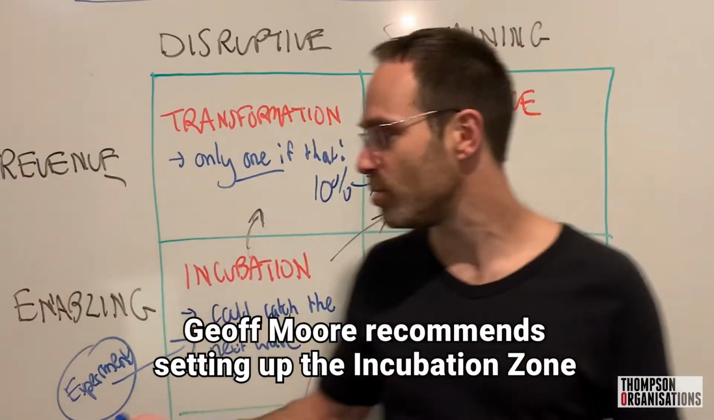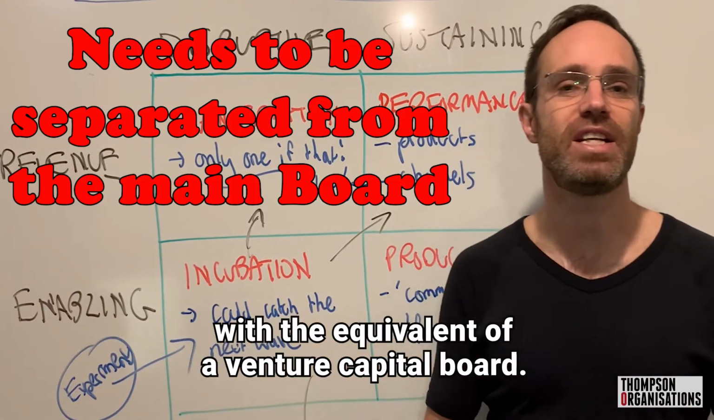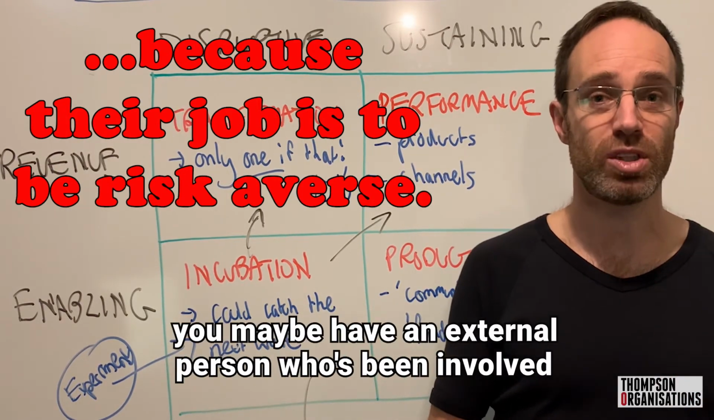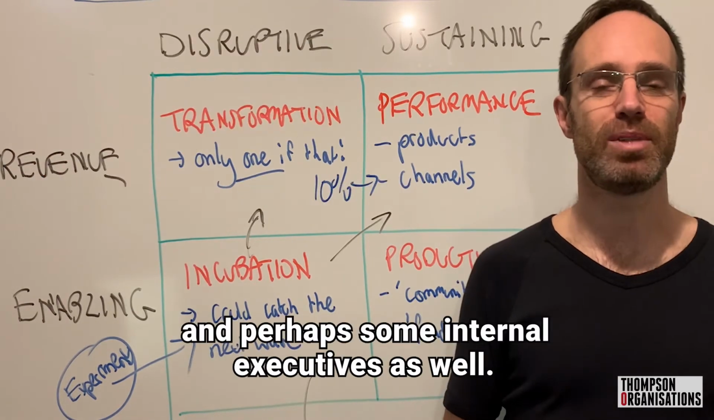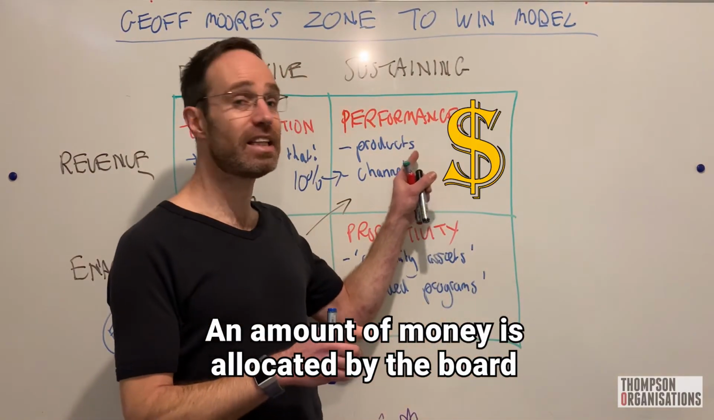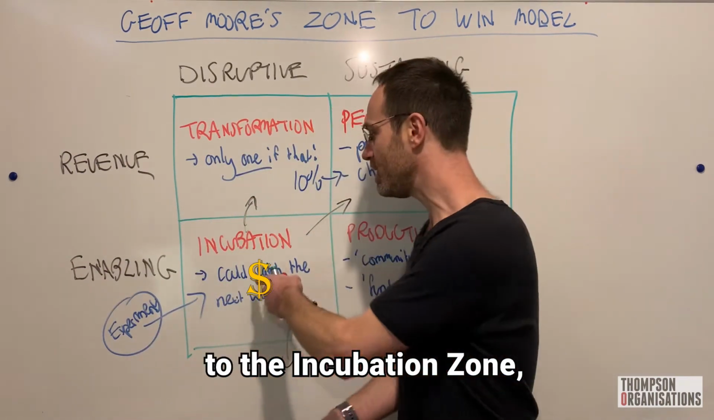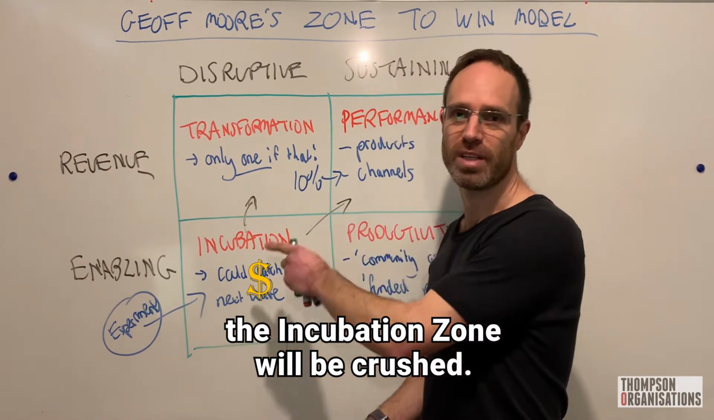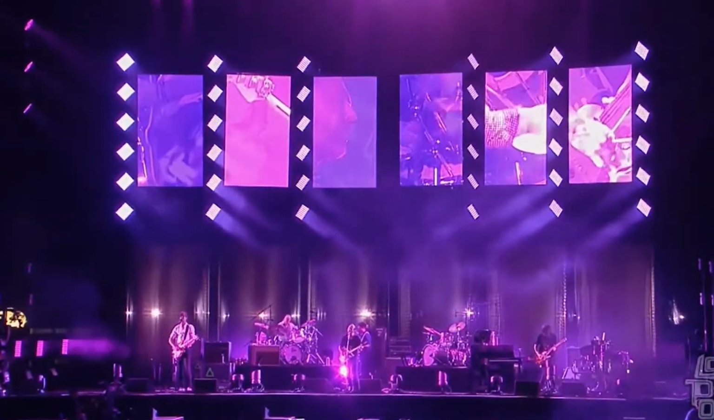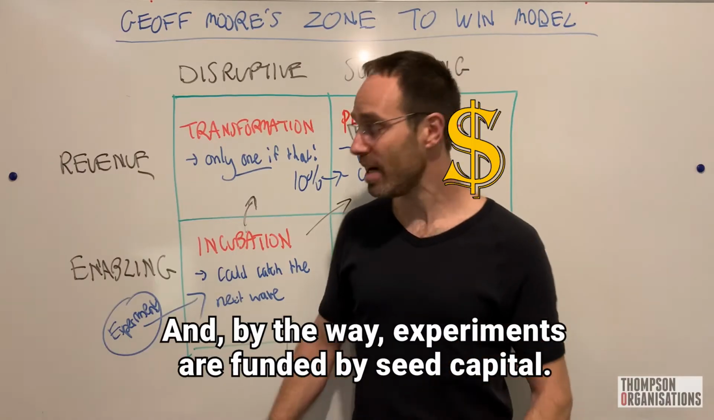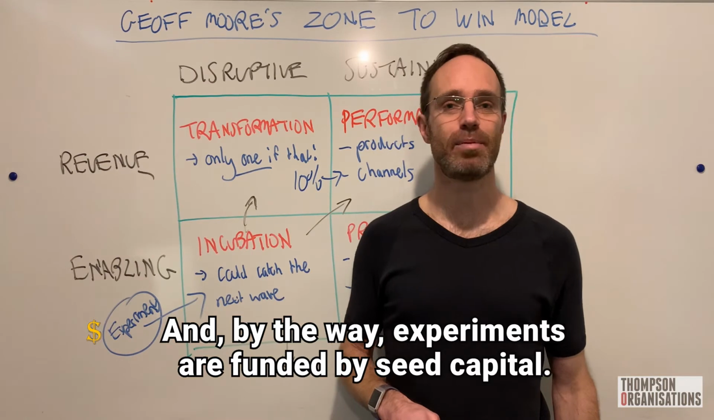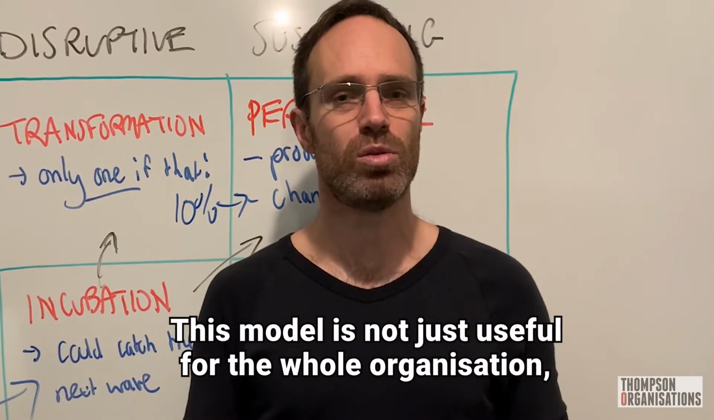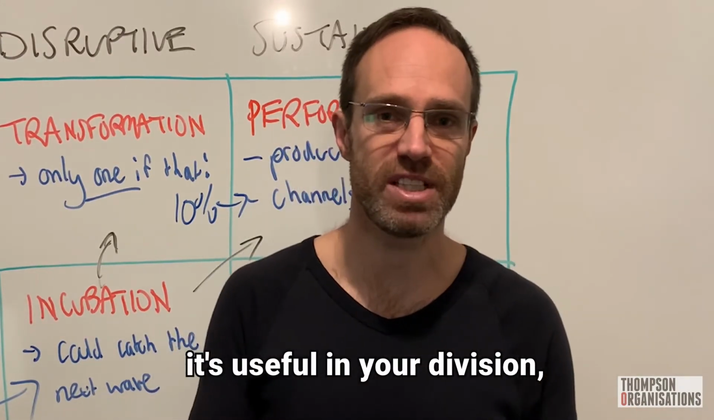In terms of the way we set it up, Jeff Moore recommends setting up the incubation zone with the equivalent of a venture capital board. So in organisations, what I suggest is you have a couple of members of the actual board, you maybe have an external person who's been involved in entrepreneurial activities, and perhaps some internal executives as well. An amount of money is allocated by the board to the incubation zone, because if the board is involved in the incubation zone on a direct basis, the incubation zone will be. And by the way, experiments are done via seed capital. So the idea there is you set up something like a lab, or even you could call it unofficial skunk works.